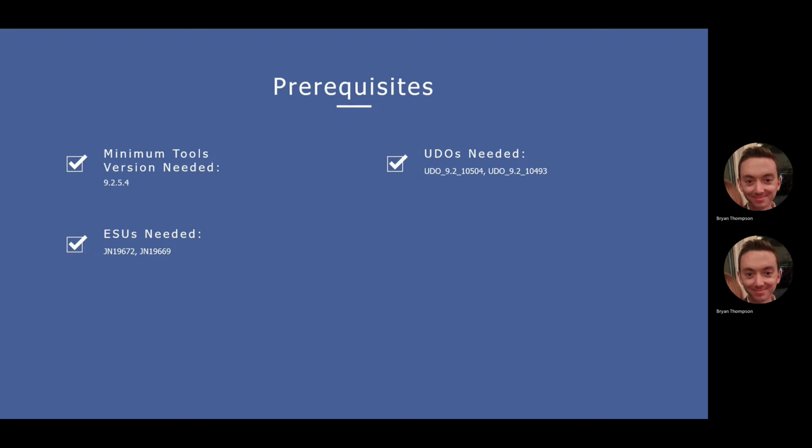You will also need to download and install UDO packs 10504 and also 10493. These deliver some UDO objects, specifically E1 pages that are needed for the visual application to load and function properly. Once installed, you will need to approve and share those UDOs just as you would any other UDO that you develop or install from Oracle.